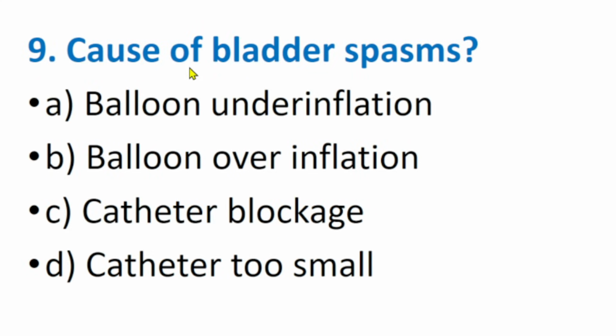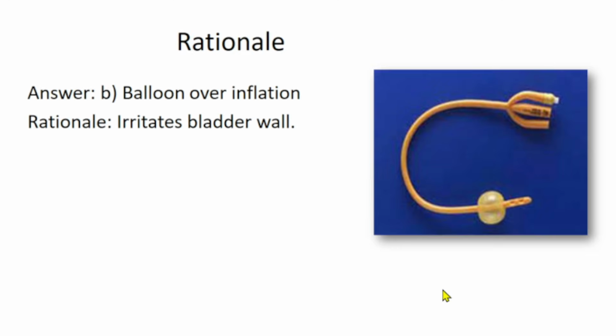Last question. Cause of bladder spasms in Foley catheterization: balloon underinflation, balloon overinflation, catheter blockage, catheter too small. Correct answer is balloon overinflation. Balloon overinflation will irritate the bladder wall, which leads to bladder spasm. Each catheter has a specific amount of water that has to be inflated. Otherwise, it will cause bladder spasm.